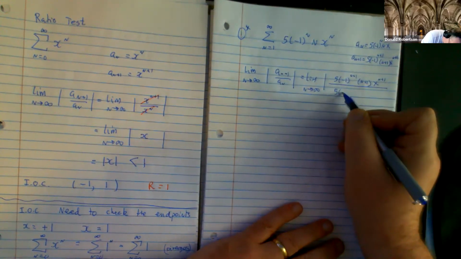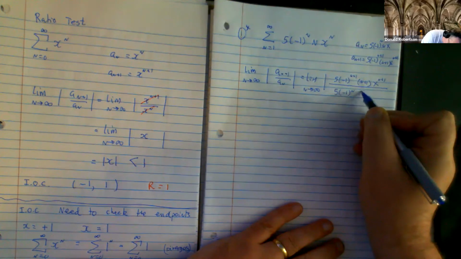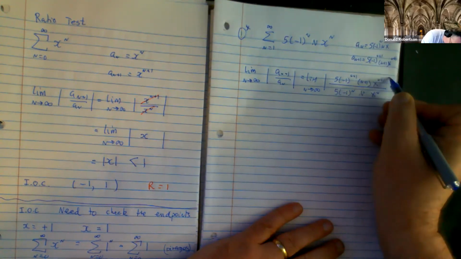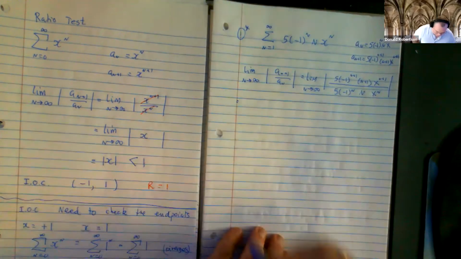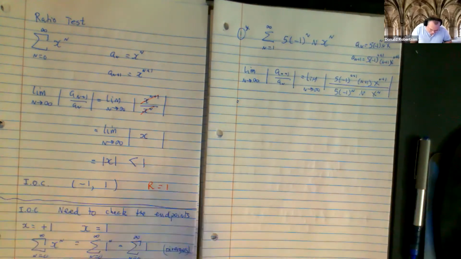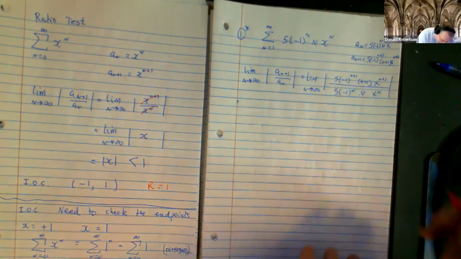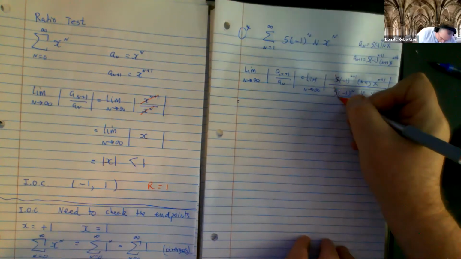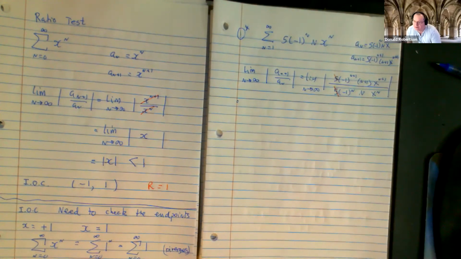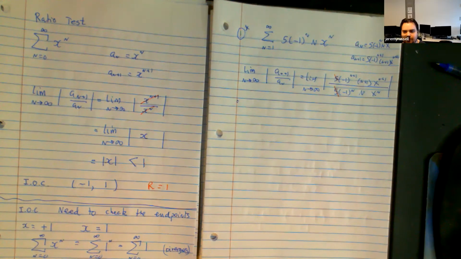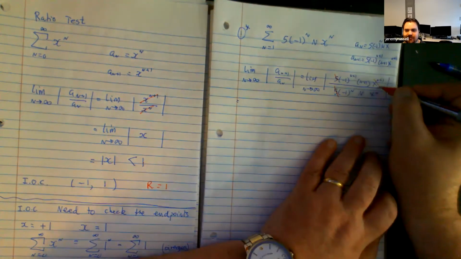And the n version of the guy goes in the bottom. That's pretty good. Let's do a whole lot of cancelling now. That 5 can cancel with that 5, agreed? Anything else here that you can cancel? x^(n+1) over x^n becomes just x.